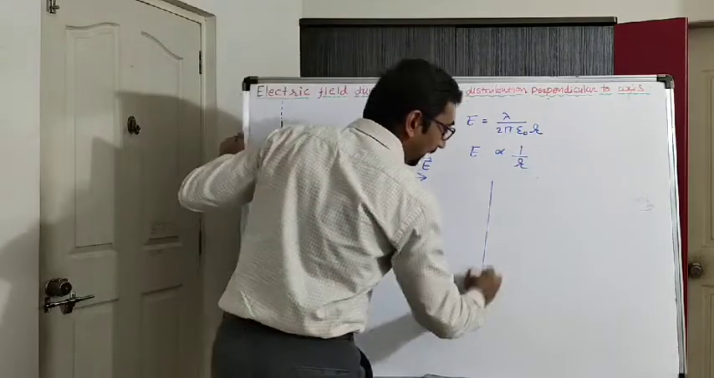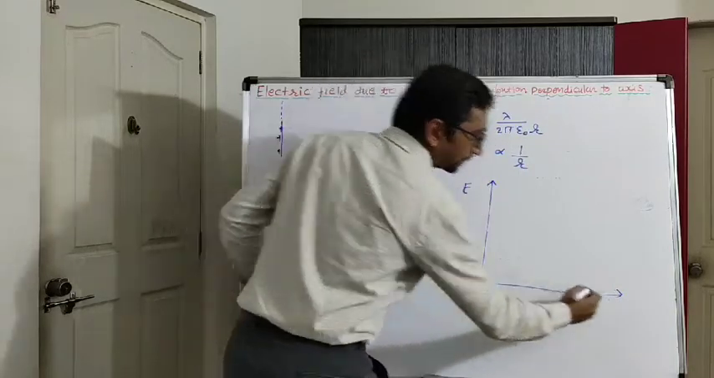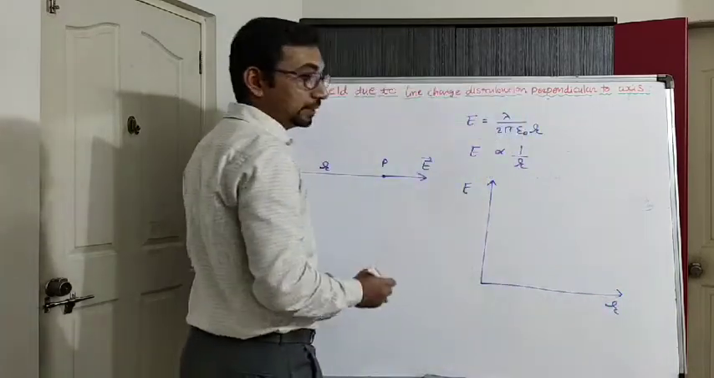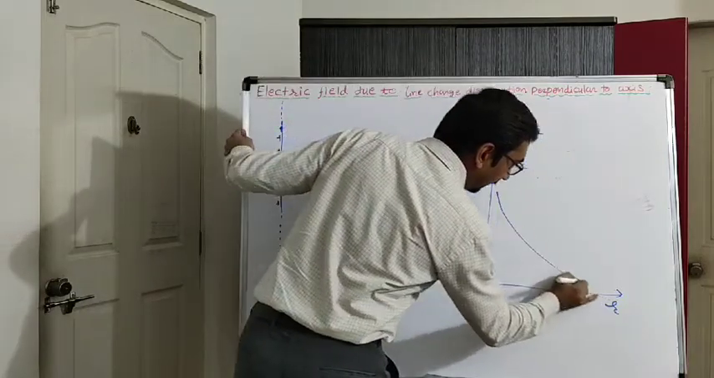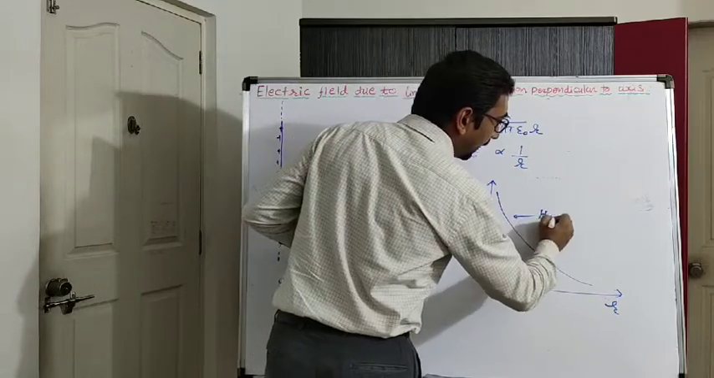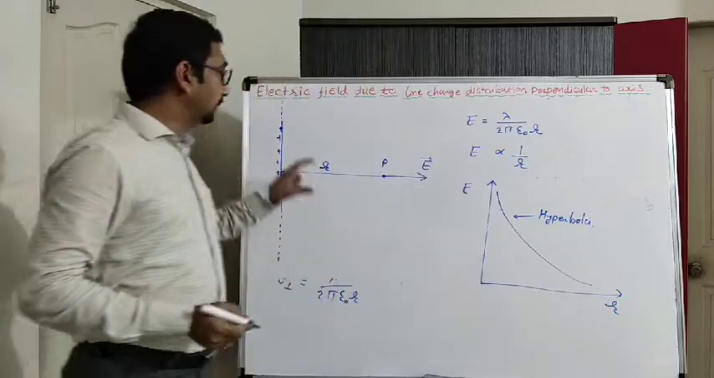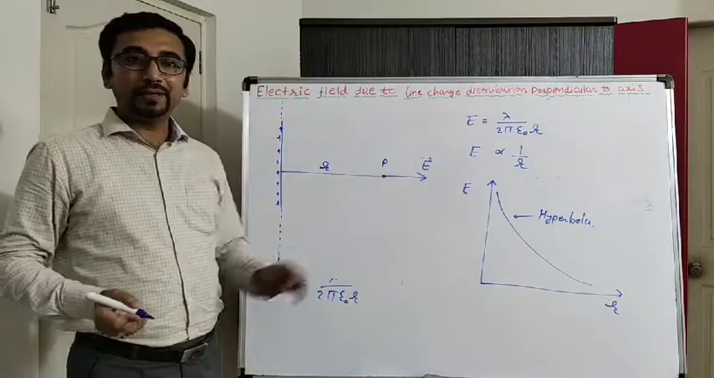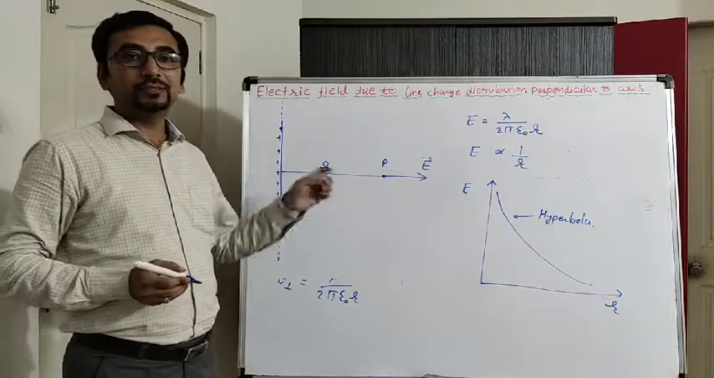So if we draw the graph of electric field versus distance for an infinitely long wire, then the graph will be like this, and the nature will be a hyperbola. So this particular segment is a special case of wire. So this is the infinitely long wire.